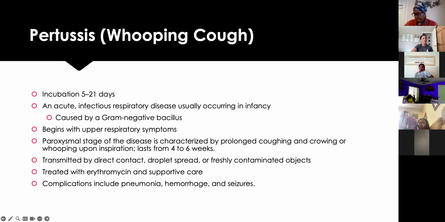We treat this with erythromycin and then symptom management. So things like cough suppressants at bedtime will really help to allow that child a good amount of sleep to recover. Some complications of whooping cough are pneumonia, hemorrhage, and seizures.